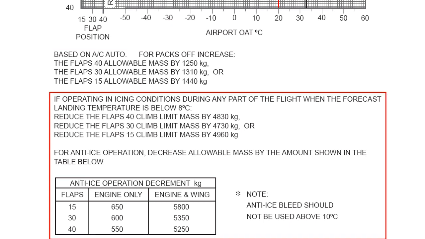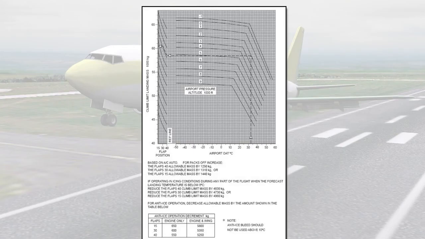The bottom set of corrections apply to in-flight icing conditions and the use of anti-ice equipment. Since this equipment drains thrust from the engines, the landing climb limit mass will need to be corrected. This completes the graph for working out the landing climb limit mass. But remember, not all Class A aeroplanes have graphs that look like this, so be sure to familiarize yourself with the performance data of the aeroplane type you fly.